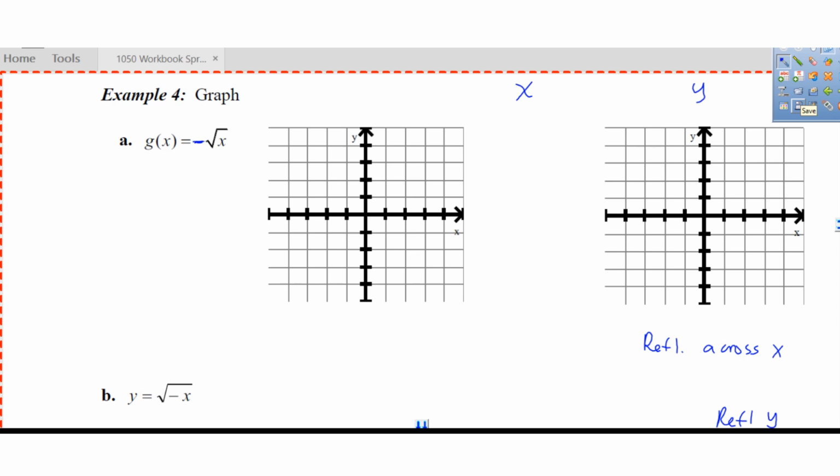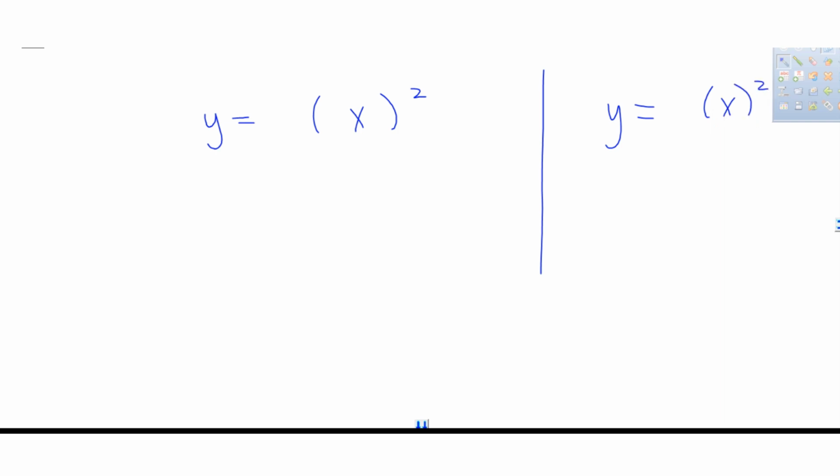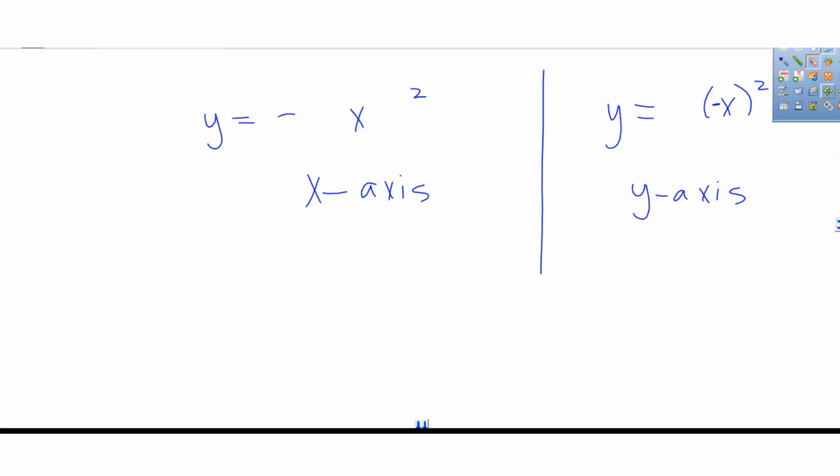Okay, back over to here. Oh, I wanted that to be a different function. Okay, let me do it again. Let me do this one. If I want it to be an x-axis reflection, where do I put my negative? Right there. If I want it to be a y-axis reflection, where do I put it? Inside. Are the parentheses in this one that's x-axis really necessary? No. I just put them to differentiate between the two. Okay, you get the idea.